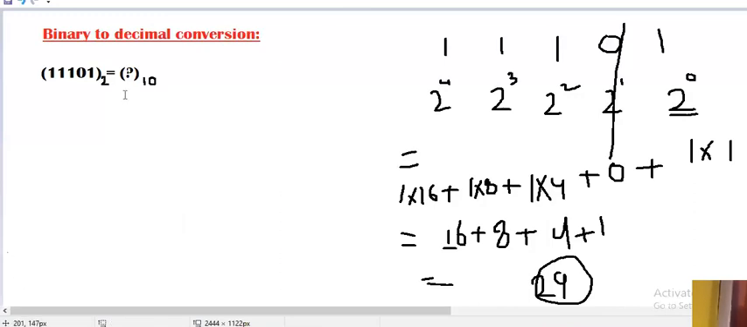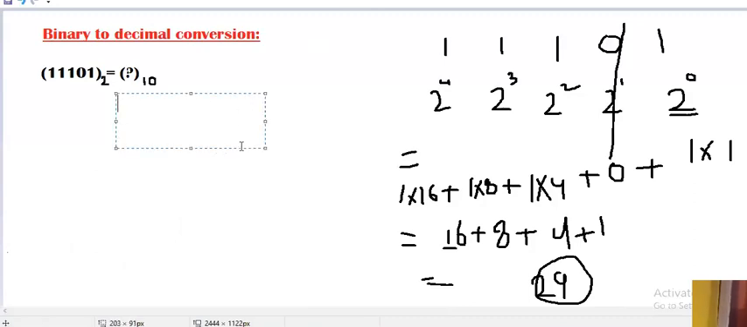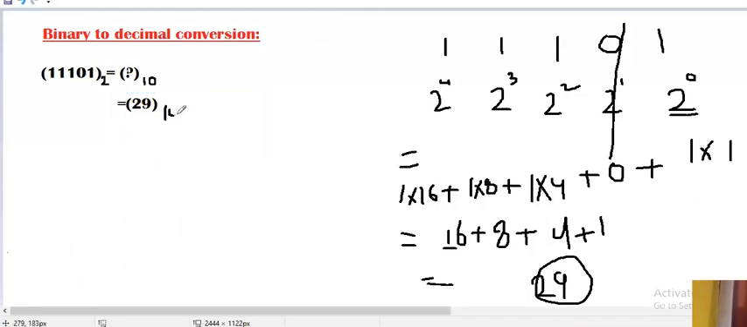So what will we write? The decimal conversion of this binary number is equal to 29. Because we are converting this to decimal, and the decimal number system has radix 10, we will write this 10. Okay, so this will be the final answer. Fine.